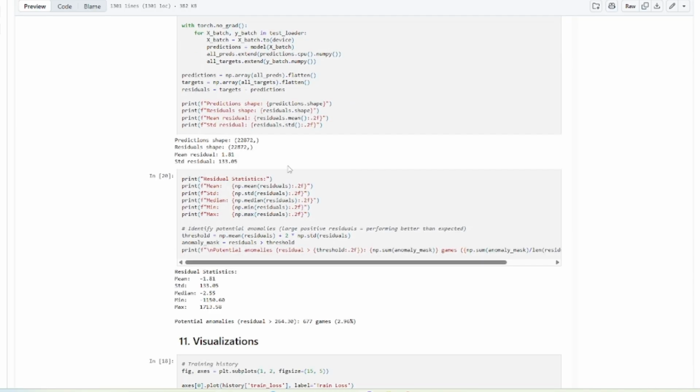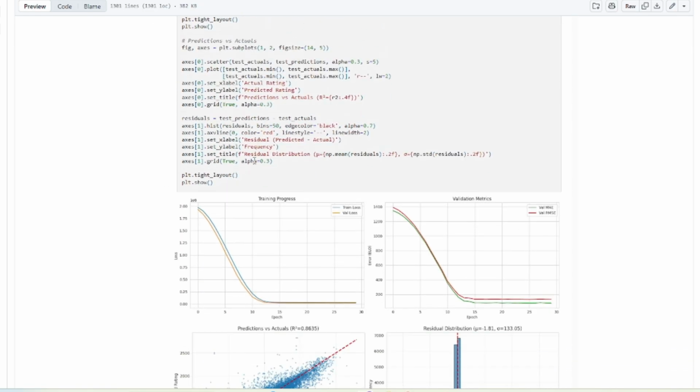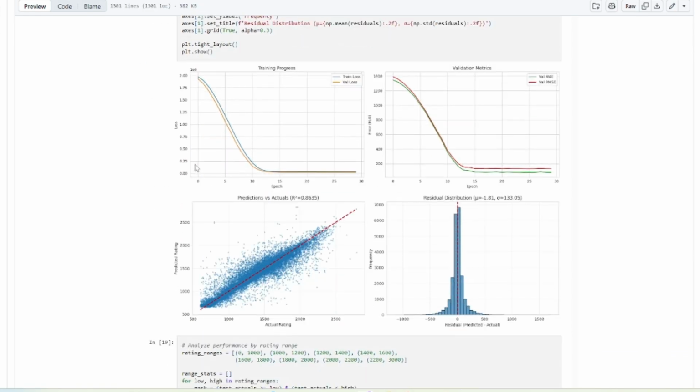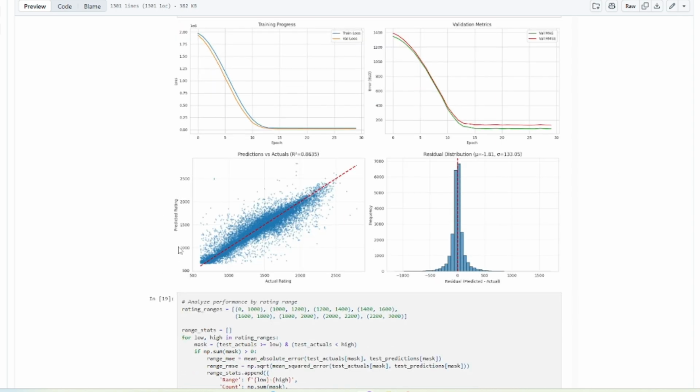Then we go through some charts and visualizations. And as you can see here, after a number of epochs, the values of MAE and RMSE go down, so the error just goes down. Then we have our predicted rating and our actual rating. So as the actual rating goes up, the predicted rating also goes up.